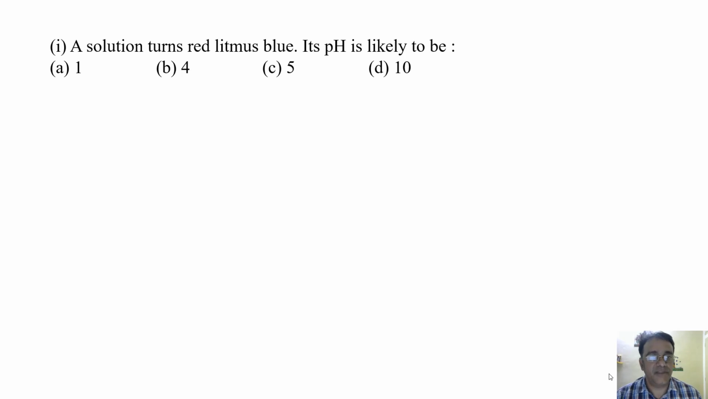So first question, a solution turns red litmus blue, its pH is likely to be. So which solution turns red litmus blue, acid or base? So base. So that means the pH value of a base is more than 7. So which value is more than 7 here? So 10. So the correct answer is 10.